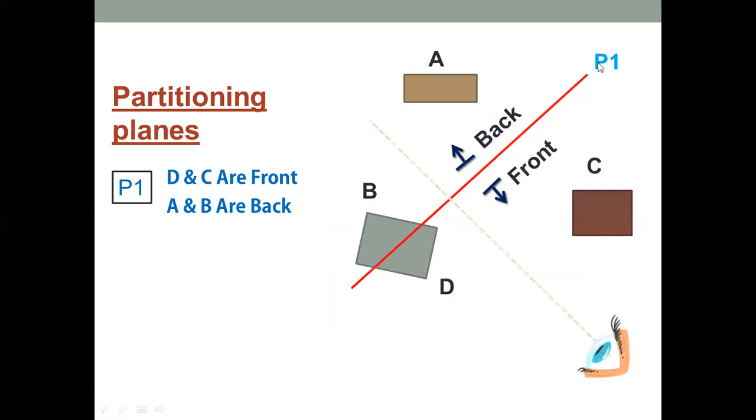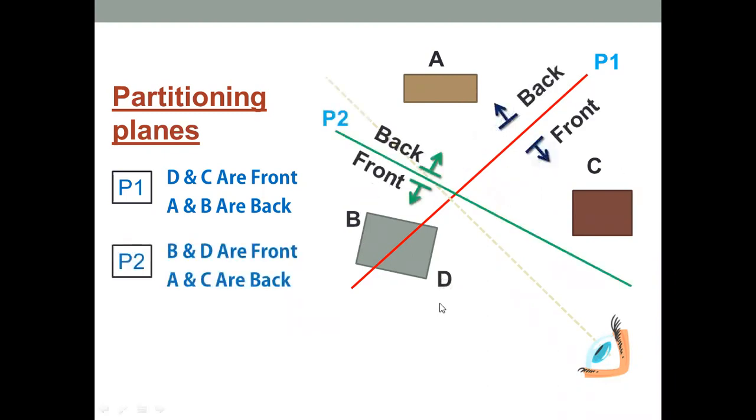So this P1 plane has D and C objects on the front side, and B and A objects on the back side. Likewise, we have to split all these objects as separate, because in this case, P1 has two planes, but each plane has two objects. For our purpose, we don't want two objects in one plane. That means we have to split these planes again to separate these objects.